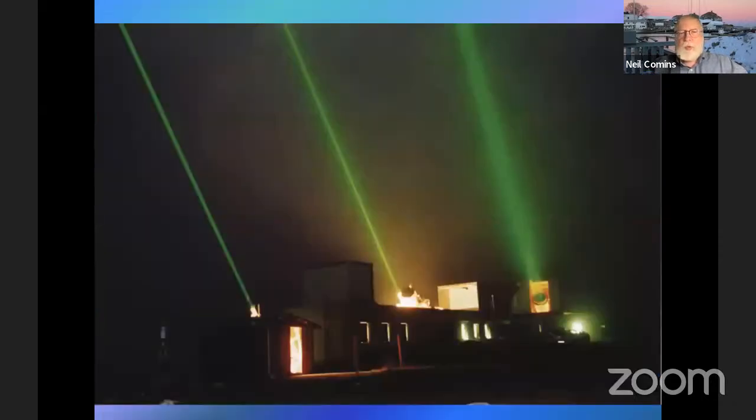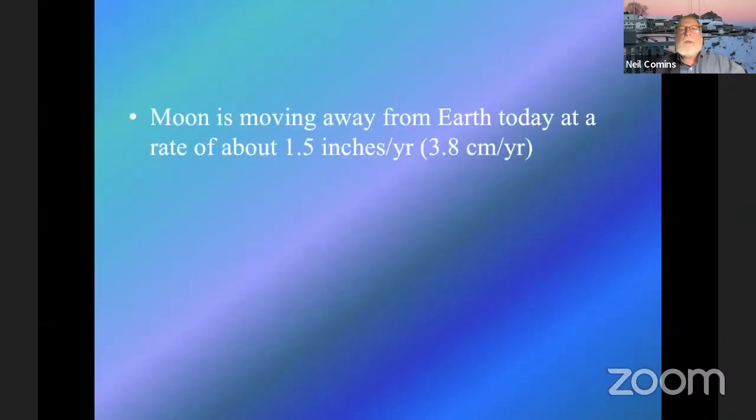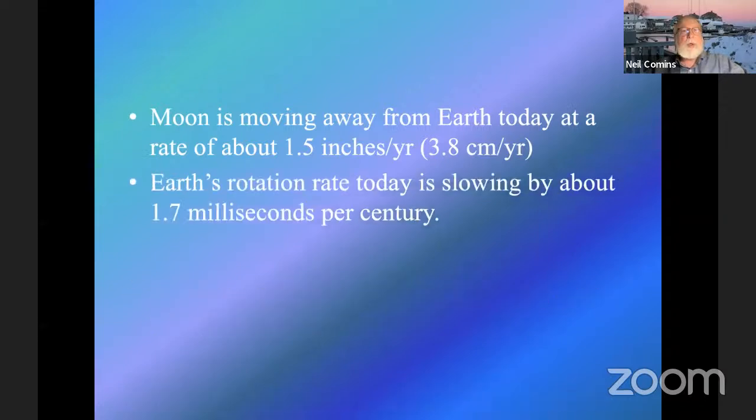Okay, so the moon is spiraling away from the Earth. That raises the question, well, I'll give you some numbers. Today, the moon is moving away about 1.5 inches a year. So it's a very measurable distance, given our technology and the speed of light.